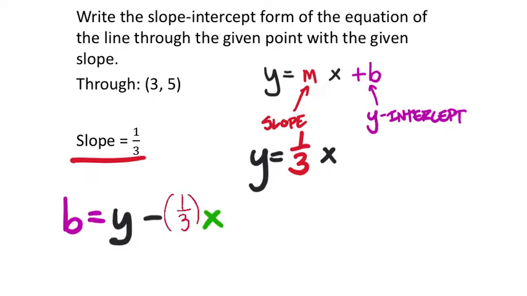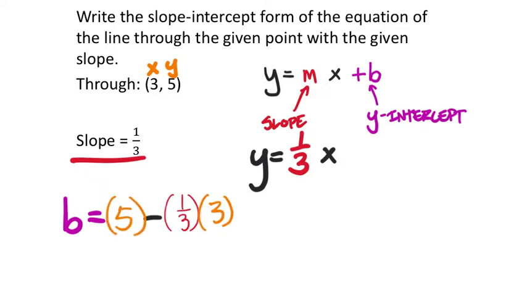1/3 here. And then they gave us an x value and a y value in that ordered pair. So we got 3, 5. So I'm going to go in and replace my y and x value from the ordered pair that they gave us. I'll start with the x value, actually. So the x value they gave us is 3. So I'll put a 3 there. And then the y value they gave us is 5.